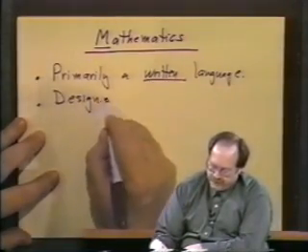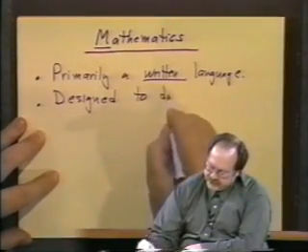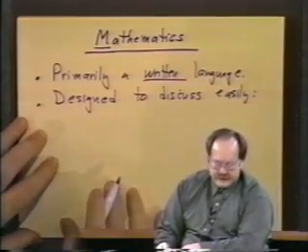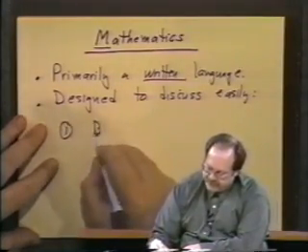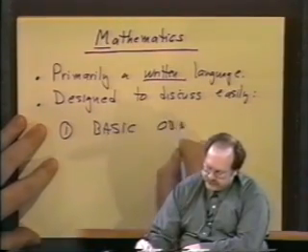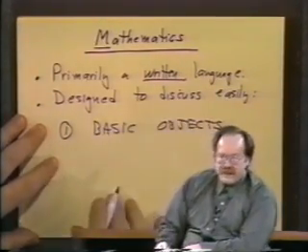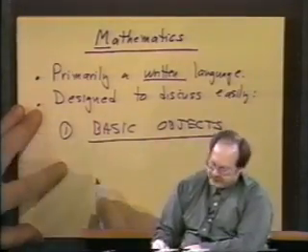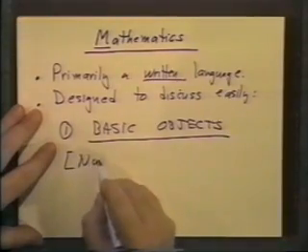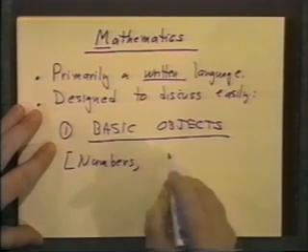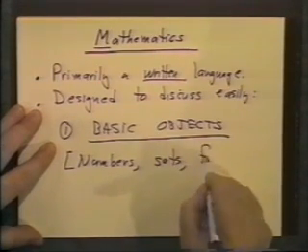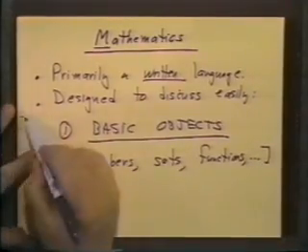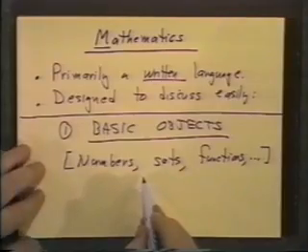What is it designed to do? Well, it is designed to discuss easily the following kinds of things. 1, basic objects. And what I mean by that are basic mathematical objects, mental objects if you like. What kind of objects am I talking about? Well, I'm talking about numbers, as you've already seen, sets, what we'll later talk about, functions, etc. It is a language that is designed to discuss basic objects easily.